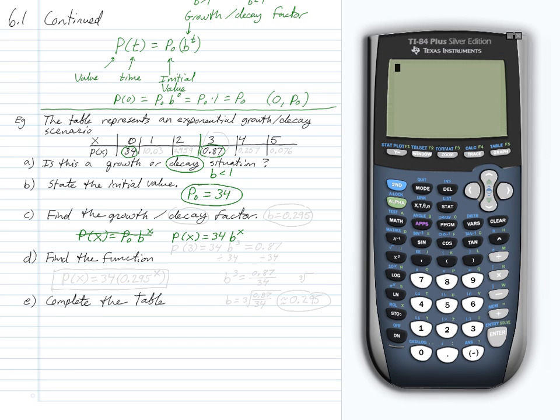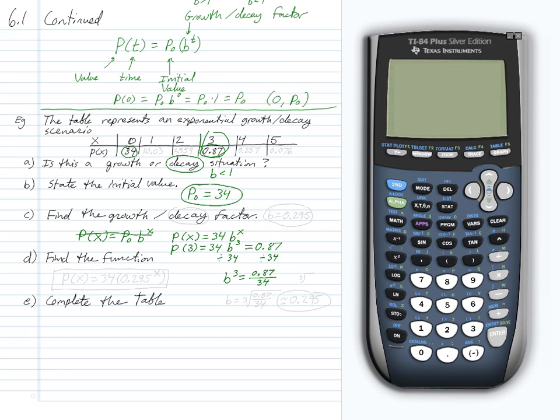Well then, if we plug 3 in for x, we would get 34 times b cubed, and that's supposed to be equal to 0.87. So we'll enforce that based on the second point that we're given, and then we can solve for b. So if I divide both sides by 34, I'll get b cubed equals 0.87 over 34. Now you can plug that into your calculator.